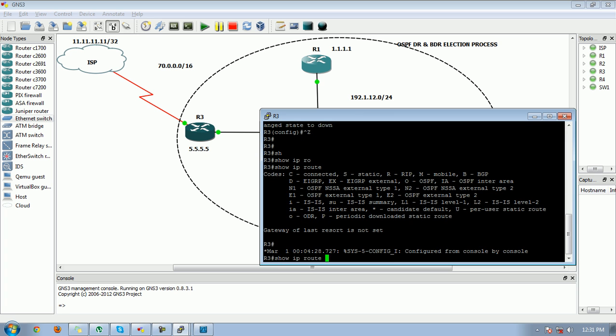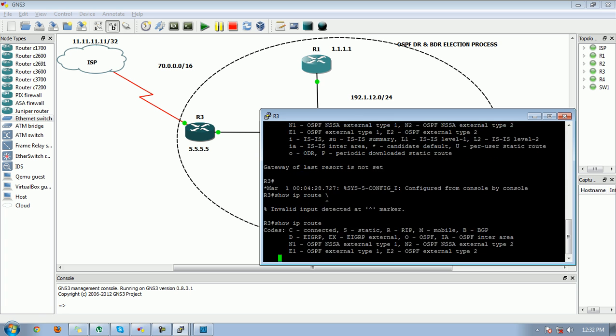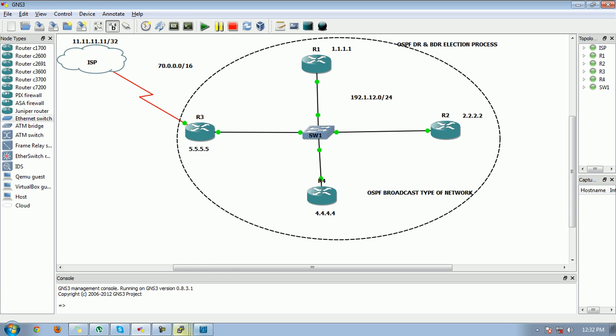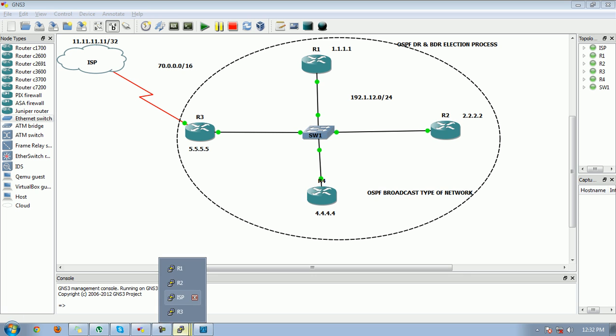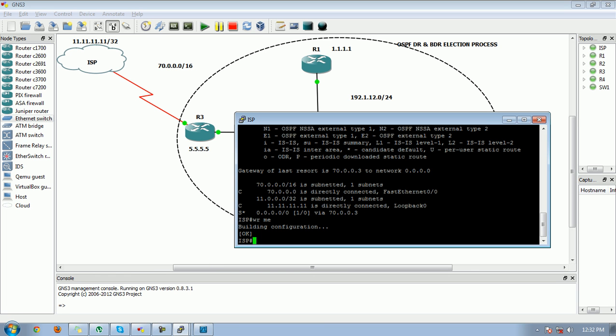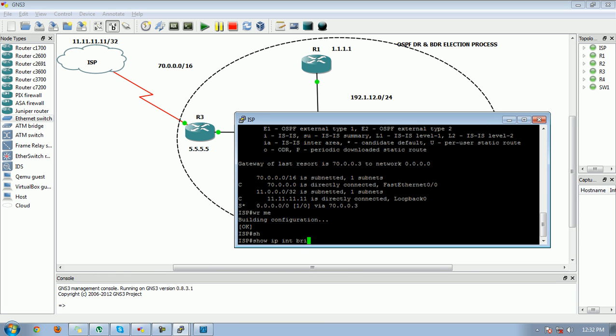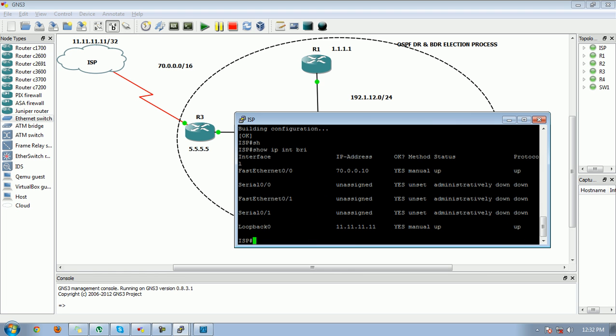I have the protocol is not up. Why? I didn't specify the IP address on ISP side. Show IP interface. Done. What I have to do? I have to remove the IP address from this interface and I have to configure it on serial interface.